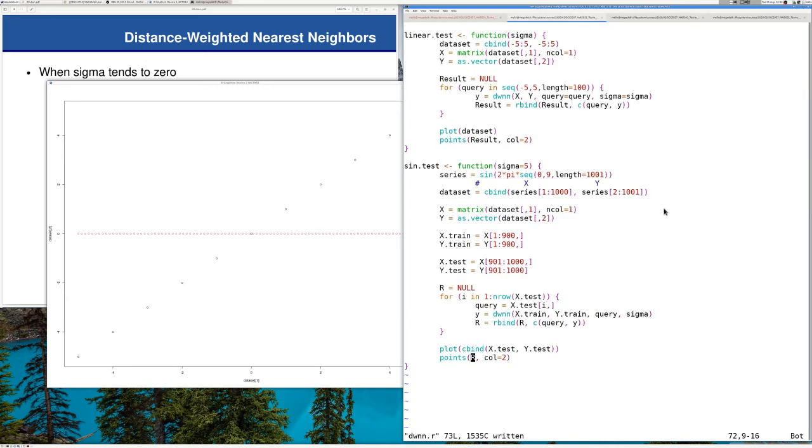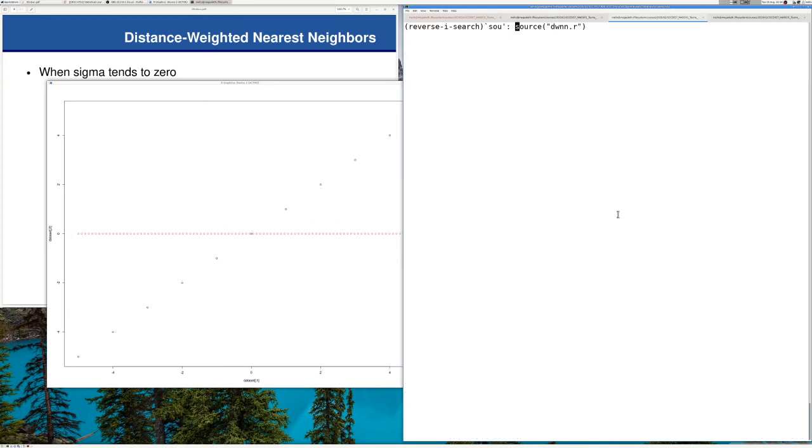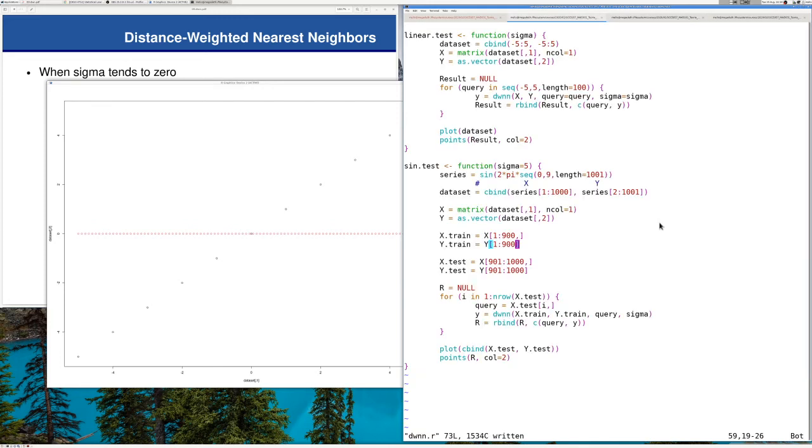Oh, there's a mistake over there. I know what it is. This is a vector, guys, so there's no comma here, it would be only if it was a matrix. So loading up again and testing. Oof, there's another error. Let's see. Number of rows of my X test.